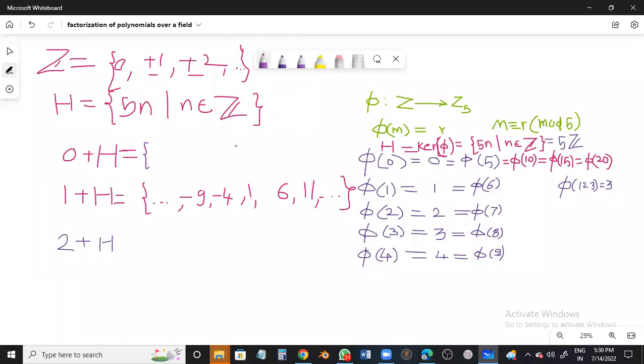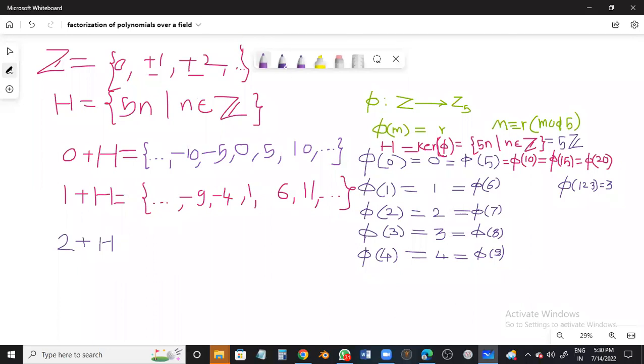What is our h? 0, 5, 10, and so on. And before it, it is minus 5, minus 10, and so on. Do you agree? This is our h, all multiples of 5. Sure. And to that, I added 1.